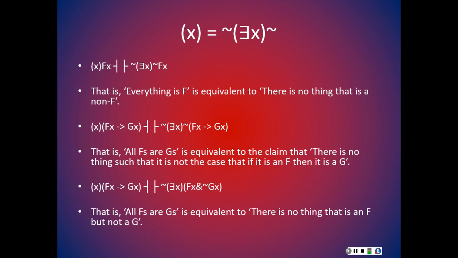So this last equivalence fits nicely with what we discussed in our previous lecture concerning vacuously true universal generalizations. This last sequent tells us that it is both necessary and sufficient for a universal generalization to be true that there be no counterexamples to it. Okay, moving on.